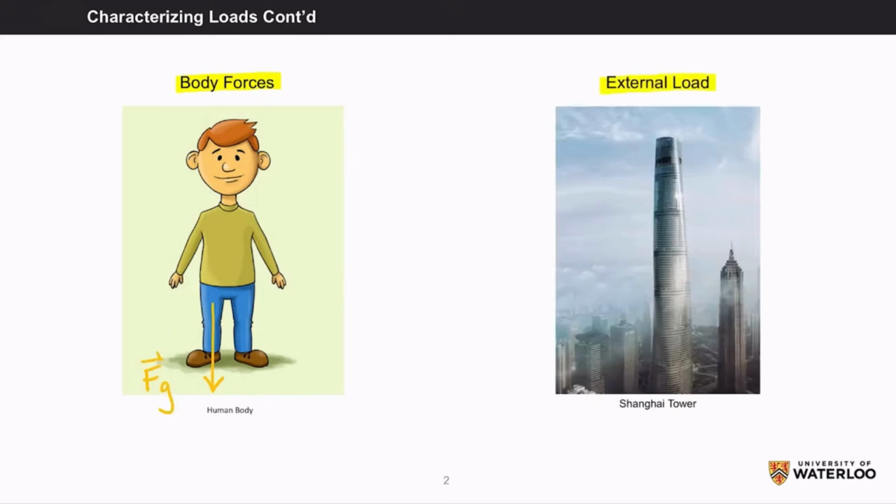External loads are when the load is transferred from outside the body. An example is the Shanghai Tower that is withstanding loads by the wind.